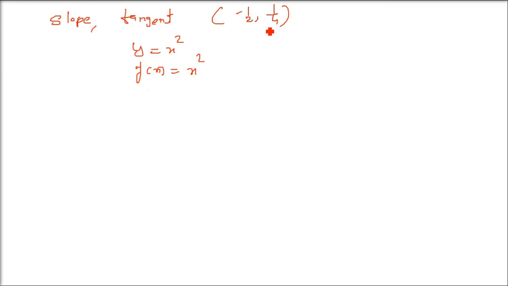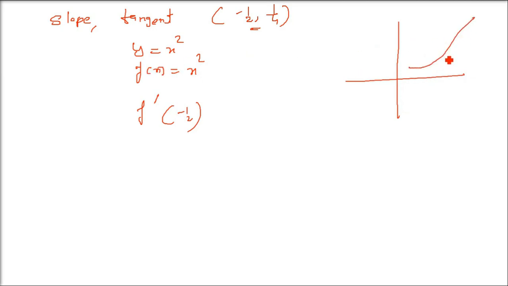Y is x squared, so f(x) is x squared. Essentially you are trying to find f dash at the point x. The x value in this xy coordinate is minus half. So you are trying to find f dash of minus half. I don't know what kind of curve it is, but let us assume it to be any curve.